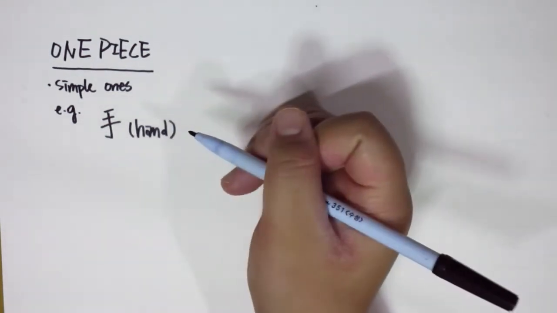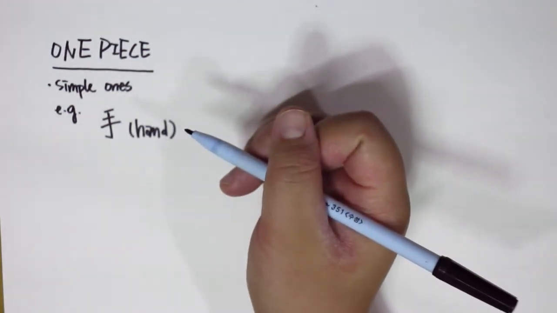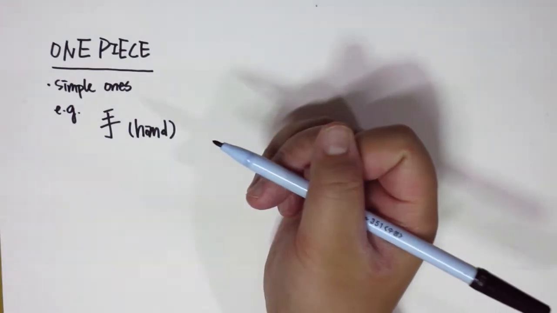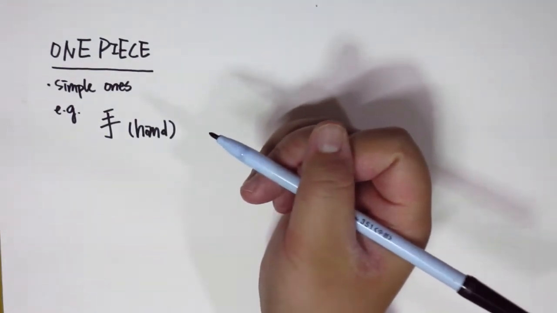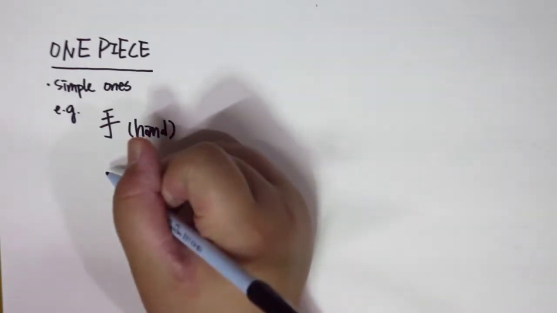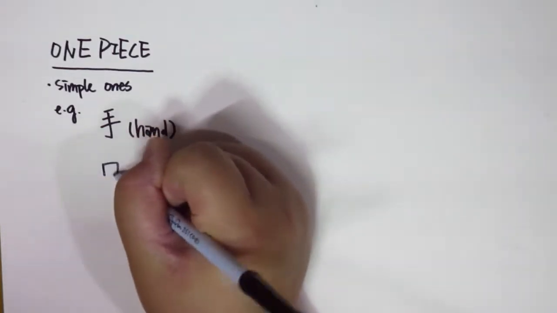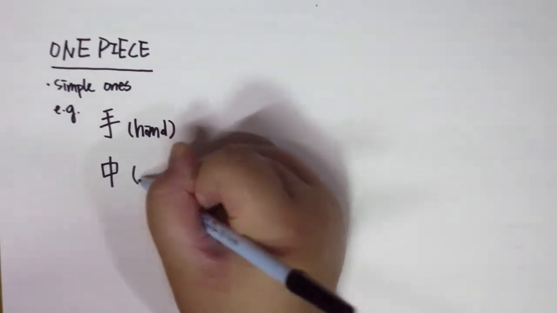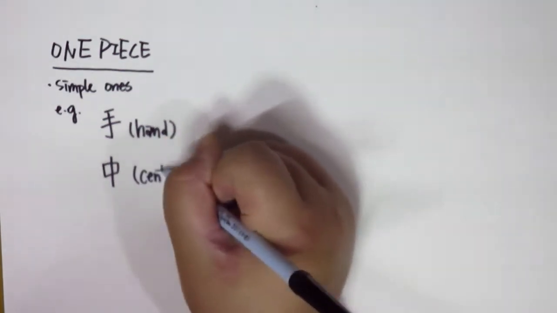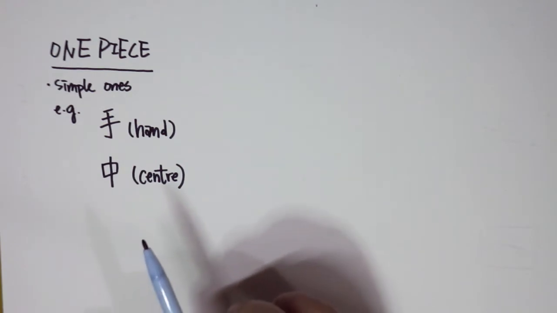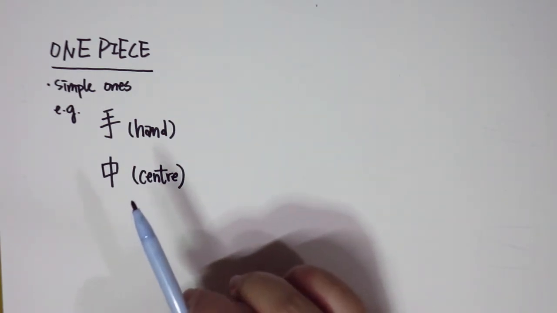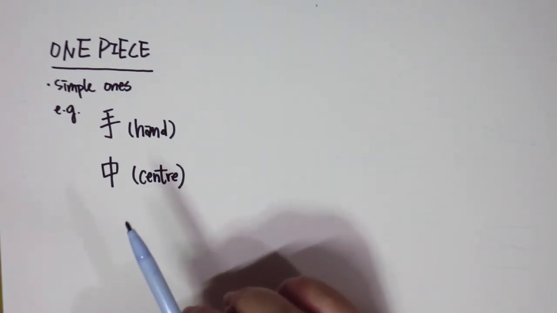Forgive me for not writing down that pronunciation because I can't recite or memorize pronunciations. Apologies. Or maybe 中, just like center. You can see that they are not quite separable because they are only one piece.